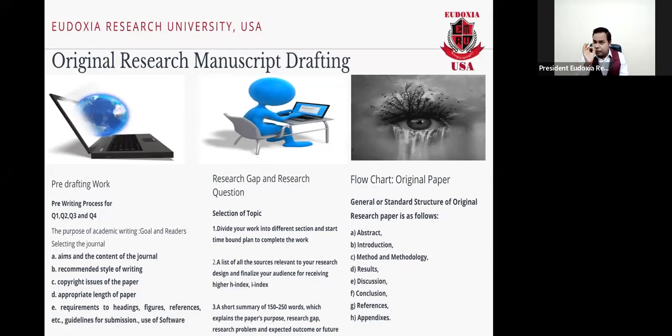I am particularly explaining today about original research paper writing, not the review paper. There are one or two differences in our strategy while we are preparing our manuscript. Thereafter, you see the copyright issues of the paper, and one appropriate length. This is very important, appropriate length. It always comes under the pre-drafting work. Pre-drafting, that is, you need to understand what the length will be.